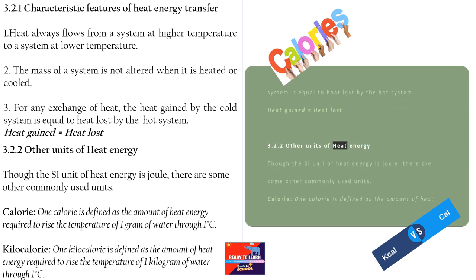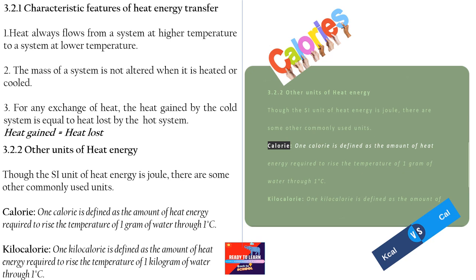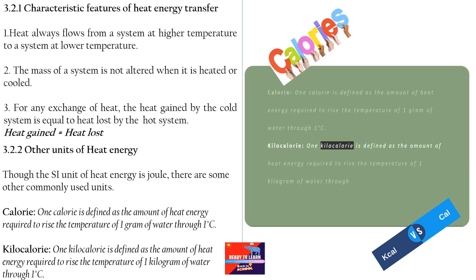3.2.2 Other units of heat energy. Though the SI unit of heat energy is joule, there are some other commonly used units. Calorie: 1 calorie is defined as the amount of heat energy required to raise the temperature of 1 gram of water through 1 degree Celsius. Kilocalorie: 1 kilocalorie is defined as the amount of heat energy required to raise the temperature of 1 kilogram of water through 1 degree Celsius.